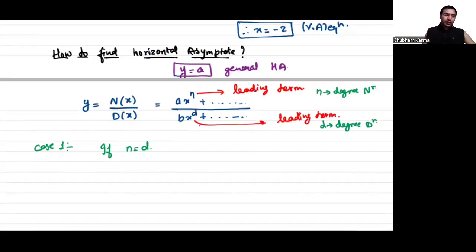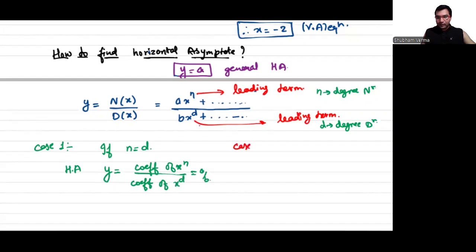When the degree of numerator and denominator is equal, then what is my y? Basically, the horizontal asymptote is the coefficient of x to the power n divided by the coefficient of x to the power d, which is nothing but a by b. Is it clear? Next, case 2. Case 2 says if n is less than d, the degree of the numerator is less than the degree of the denominator, then what happens? y is equal to 0.